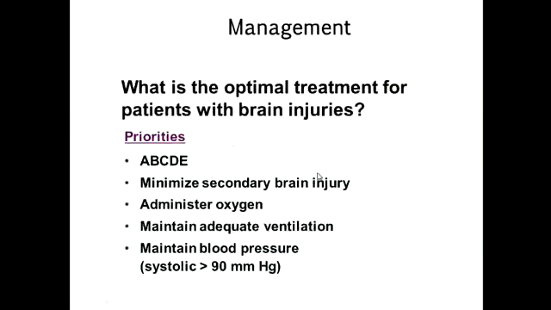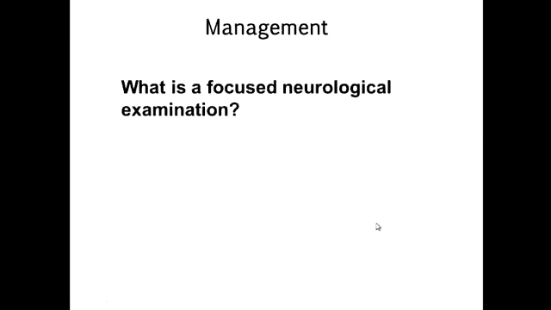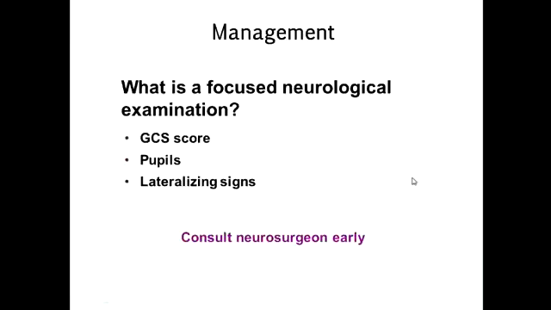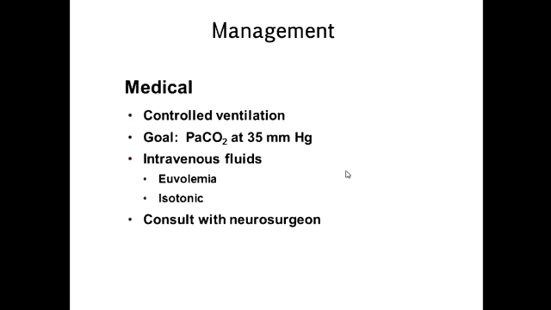So what is the optimal treatment for patients with brain injuries? Well, you treat these the same as any other trauma patient. You first evaluate airway, their ability to ventilate, and you evaluate for circulatory shock. You minimize the secondary brain injury by administering oxygen and maintaining adequate ventilation and blood pressure. So what is the focused neurologic examination? The focused neurologic examination includes the Glasgow Coma score, pupillary characteristics, and lateralizing findings.